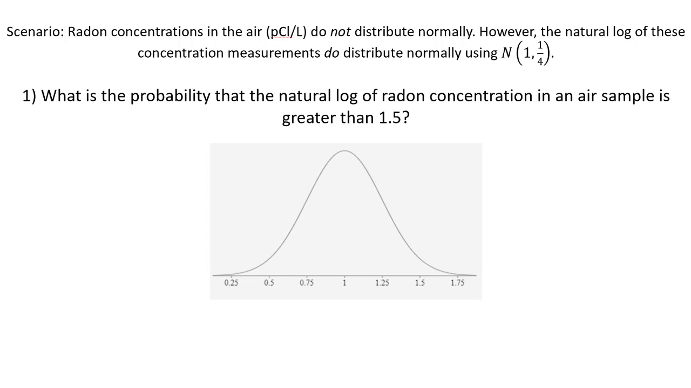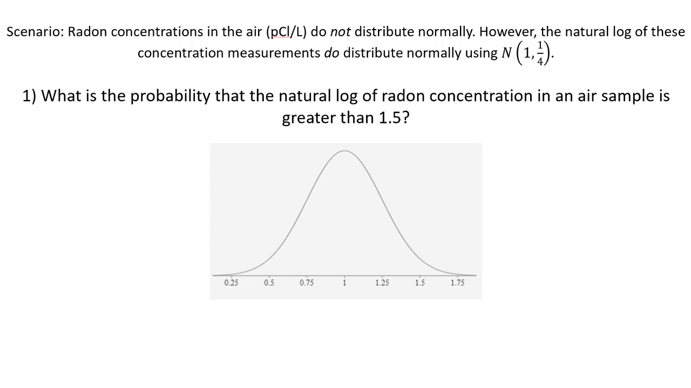Our scenario for our problems is that radon concentrations in the air do not distribute normally. However, the natural log of these concentration measurements do distribute normally, with a mean of 1 and a standard deviation of 1/4. Our first problem states: what is the probability that the natural log of radon concentrations in an air sample is greater than 1.5?